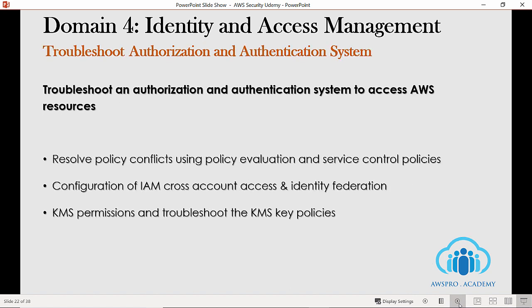The second section focuses on troubleshoot an authorization and authentication system to access AWS resources. Again, this is the extension of the previous section which emphasizes more on troubleshooting. Mainly focus on policy conflicts. Same object or service having multiple policies attached. Also expect cross-account role and identity federation related questions asking you to check why things are not working as expected.